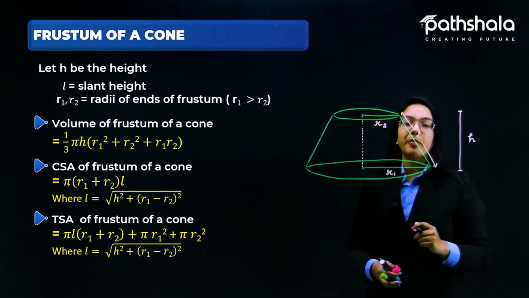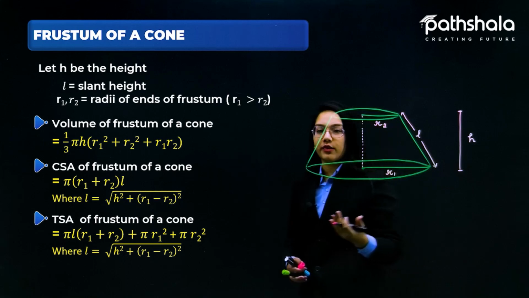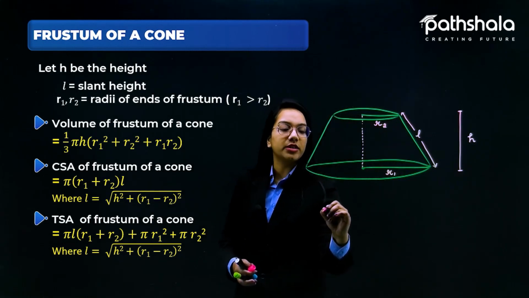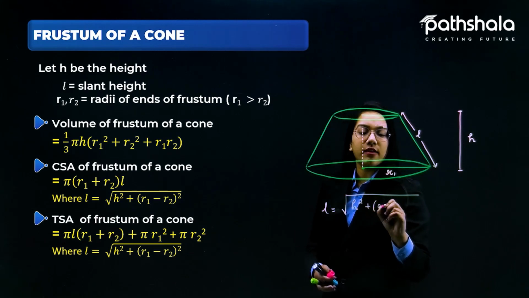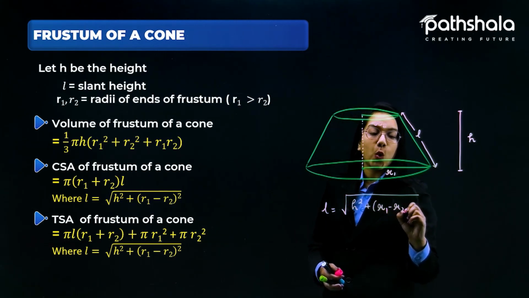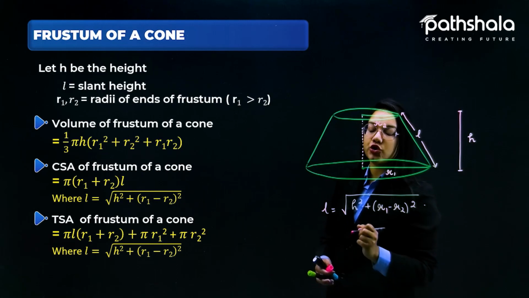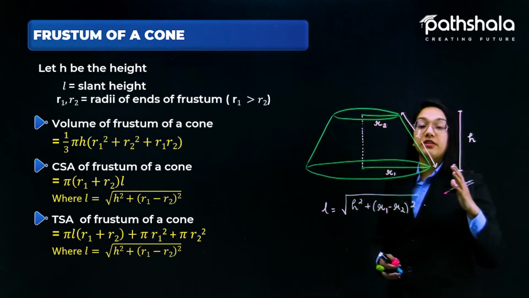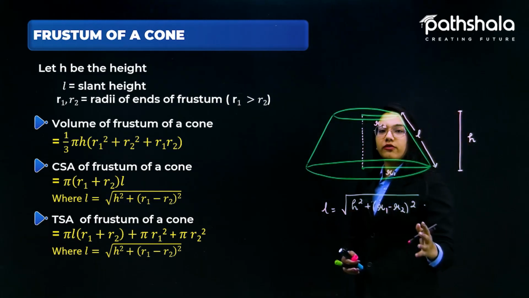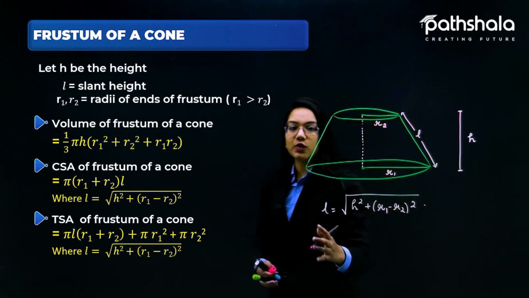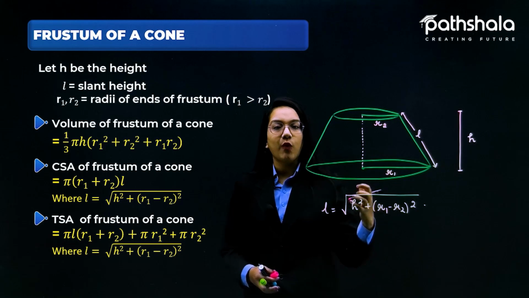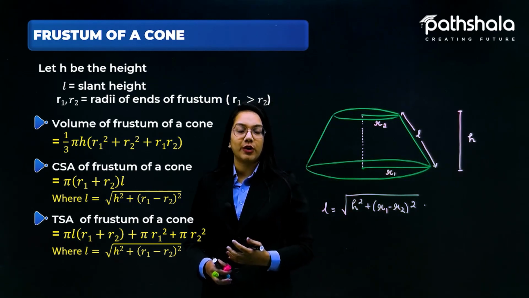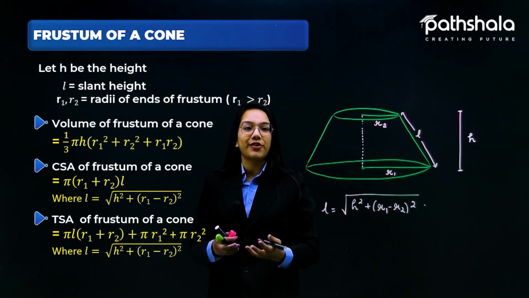There is a relationship between L, H and R1, R2, that L is equal to the square root of H square plus R1 minus R2 whole square. This is the relationship between the slant height, the height and the radii of the two ends of the frustum. So this is all about the volume, the CSA and the TSA of the frustum of a cone. Let's do some questions related to it.